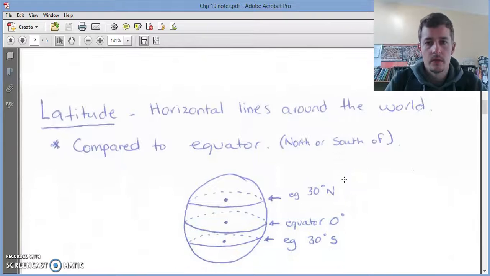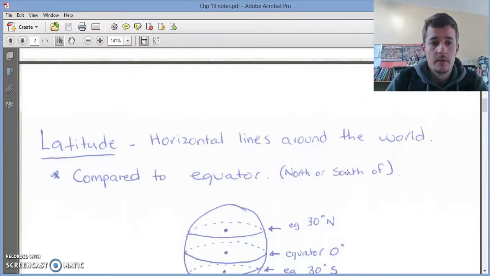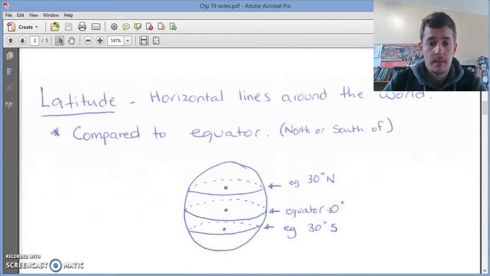So going on to global geometry, latitude is the horizontal lines around the world. When we talk about latitude, we compare it to the equator, which is north and south of the equator. For example, in this picture here, our equator is 0 degrees latitude. We have this line here being 30 degrees north of the equator, so we say 30 degrees north in terms of latitude. This one here is 30 degrees south of the equator.